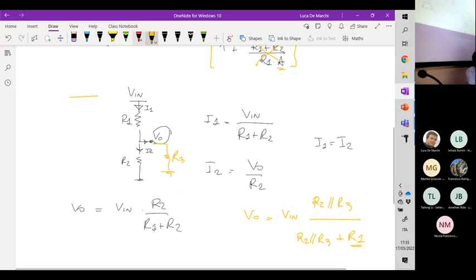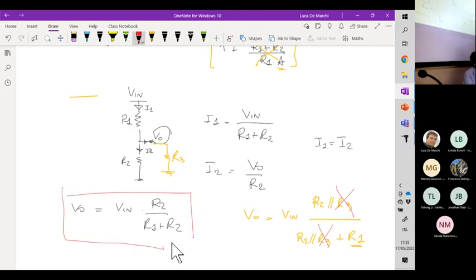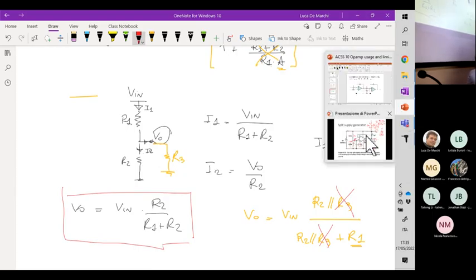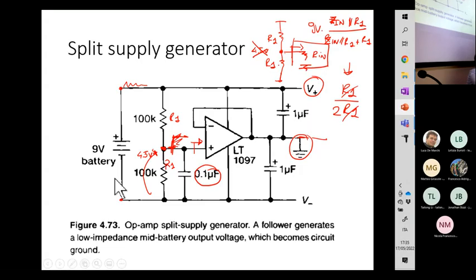We don't want R3. So we place a voltage buffer here so that the input current in that branch is null. And we can fall back on this relationship. So this is the so-called split supply generator.